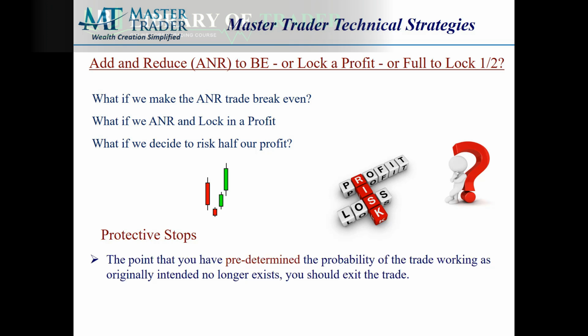Word on protective stops. Have to reinforce this. That's just the definition, as I've put it here. The point at which you have predetermined the probability of the trade working as originally intended no longer exists. So you exit. It's that simple. We can put the odds in our favor, or can be overwhelmingly in our favor. And with the money management techniques that we're talking about, we can exponentially increase the gains that could have been probable with a very basic money management technique. But there's no guarantees. So when the stop gets hit, we have a calculated risk and we exit.